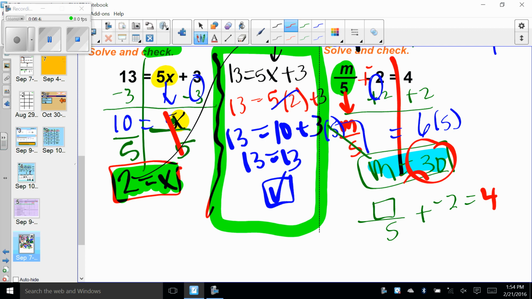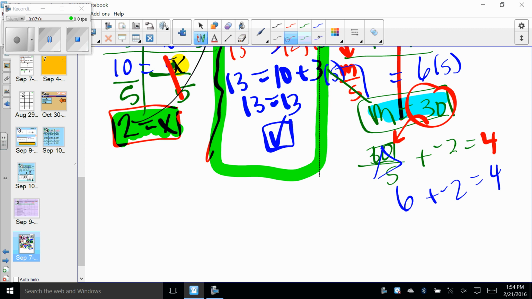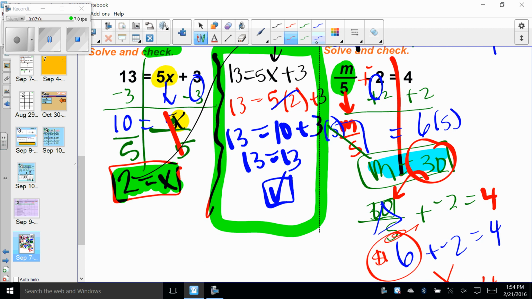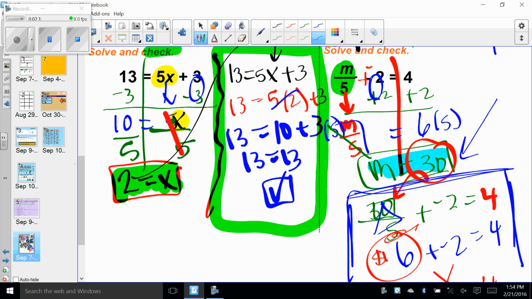Take that 30 and substitute in. So we have 30 divided by 5 plus negative 2 equals 4. Is that correct? Well, 30 divided by 5 is 6, plus negative 2 equals 4. Is that true? I have $6 in the bank. If I'm going to take 2 out, I'm left with $4. 4 equals 4. Got it. Again, all the work down below this line right here is just checking to make sure that the 30 is correct.